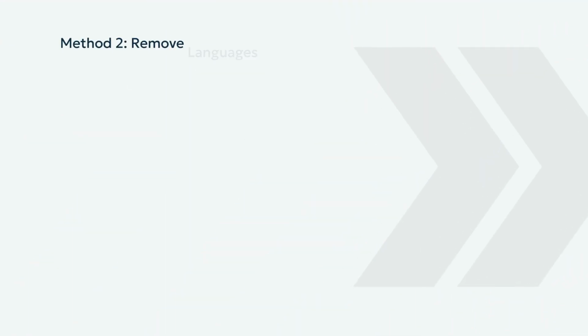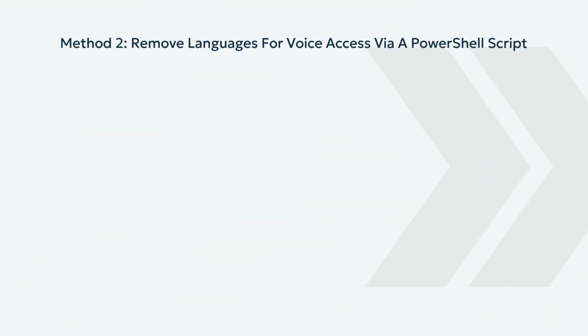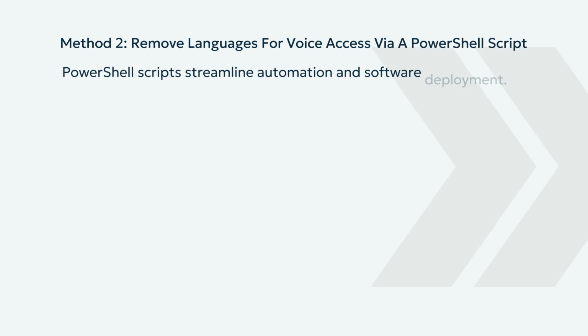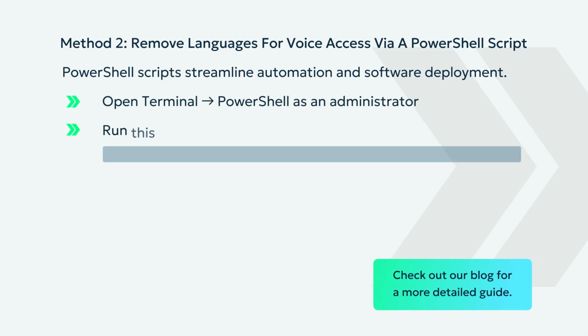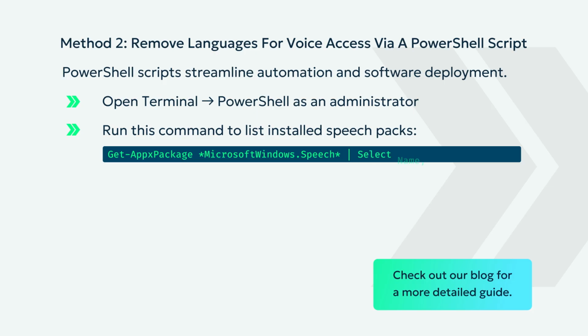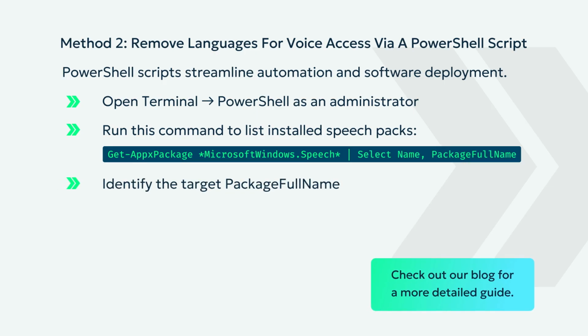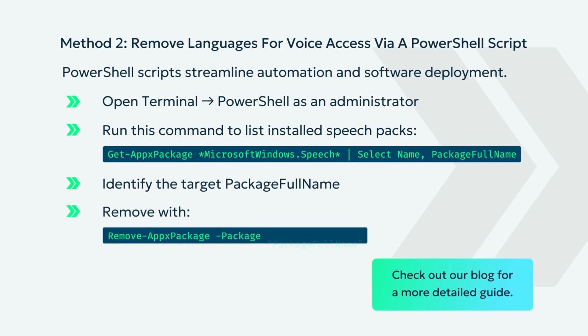Method 2. Remove languages for voice access via a PowerShell script. PowerShell scripts make task automation and software deployment fast and efficient. Open Terminal, PowerShell as an administrator. Run this command to list installed speech packs. Find the package full name of the speech pack you want to remove. Remove it with the removal command. Close the terminal when you're done.